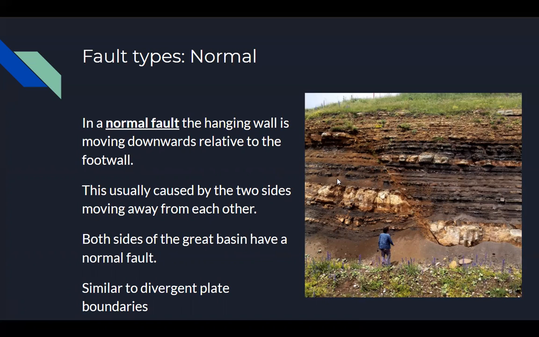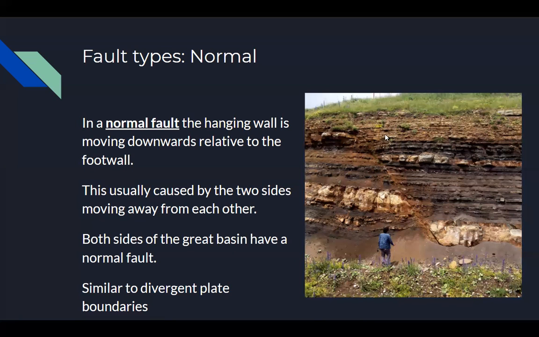these layers can help us distinguish the movement of the fault. All right, generally this is caused by the two sides moving away from each other. So as they move away from each other, of course, this is kind of like sliding down a ramp, right? The hanging wall is essentially going down the ramp of the footwall.